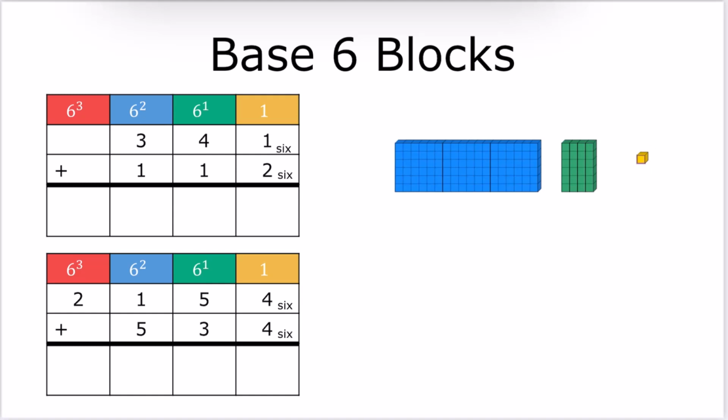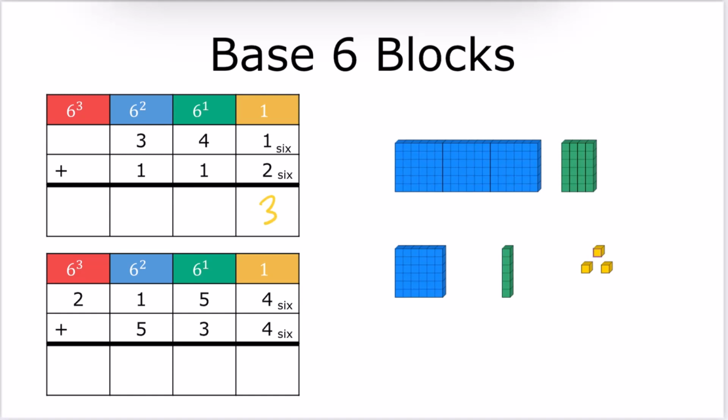Then I'm going to be combining those with 1 in my 6 squared place value, 1 in my 6 to the first place value, and 2 units. When I add these together, it's pretty easy to do because if I add 1 plus 2 in my units column, that means I'm just going to have a 3 in that units column.